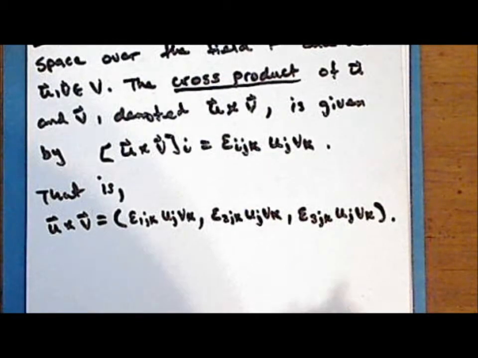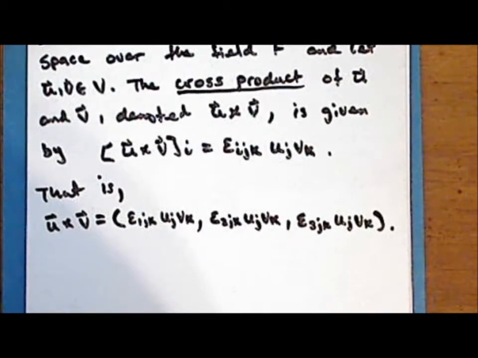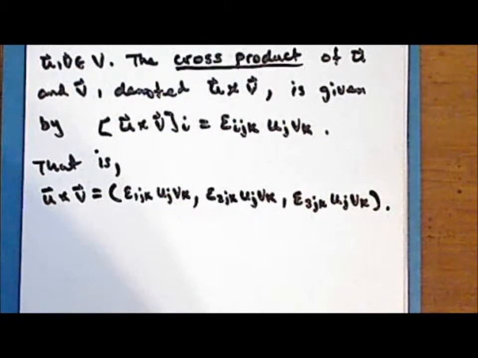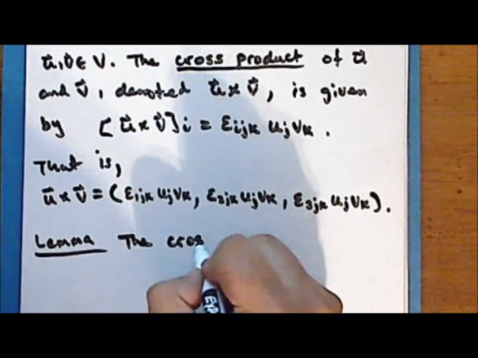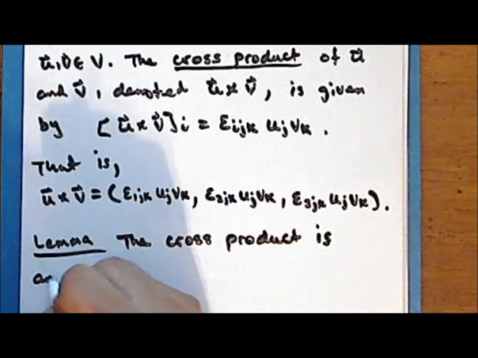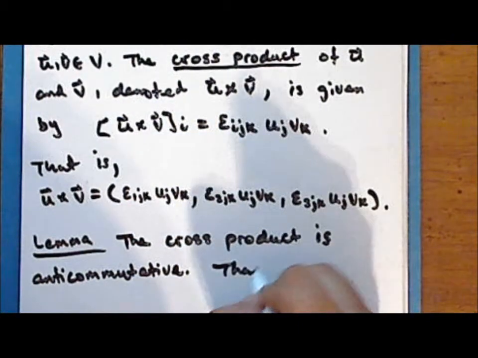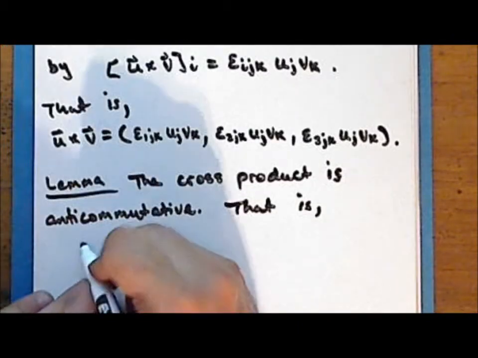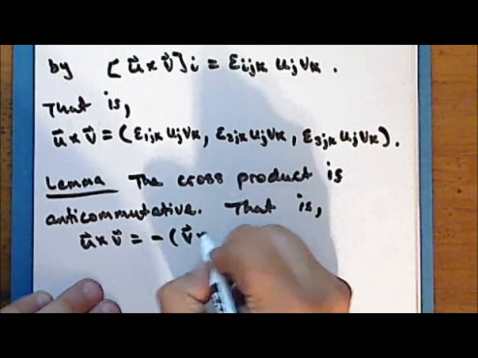So notice that the cross product is specifically defined on three-dimensional vectors. Later we will look at a generalized notion of vector multiplication that is not restricted to 3 dimensions. But for now, let's begin to look at the algebraic properties of the cross product. So as a lemma, we will show that the cross product is anti-commutative. That is, the product U cross V is the additive inverse of the product V cross U.